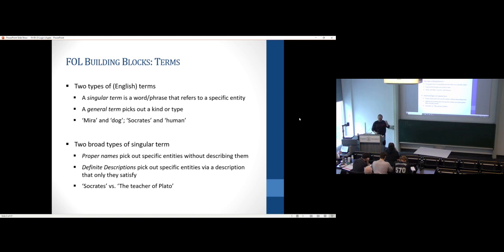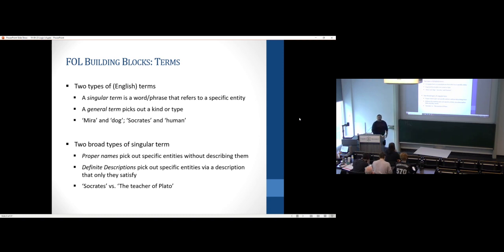Contrast that with definite descriptions. These are singular terms that pick out specific entities via a description that one and only one thing satisfies. The tallest person in the room. That's a definite description. If it picks out anyone, it picks out exactly one person. I'll let you guys figure out who that happens to be. It ain't me.